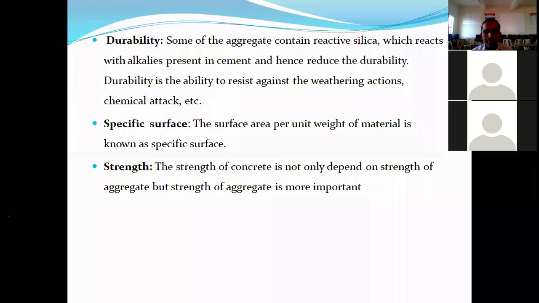So these are the properties of the fine aggregate.